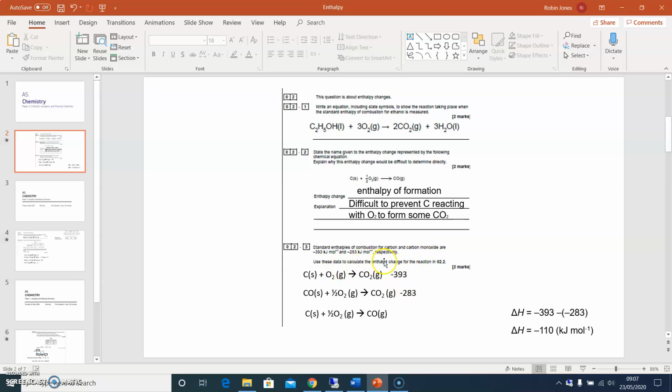Use this data to calculate the enthalpy change for the reaction in 2.2. Well, what's 2.2? Carbon plus half O2 goes to CO. So it's this one. So we don't know this one, and we need to find it out. So let's say it equals X. X is the answer that I want to find out. What do I do?